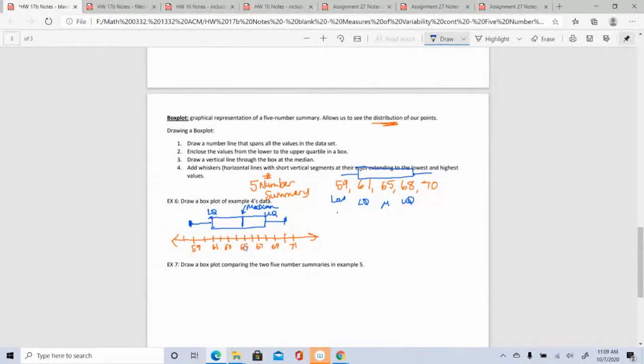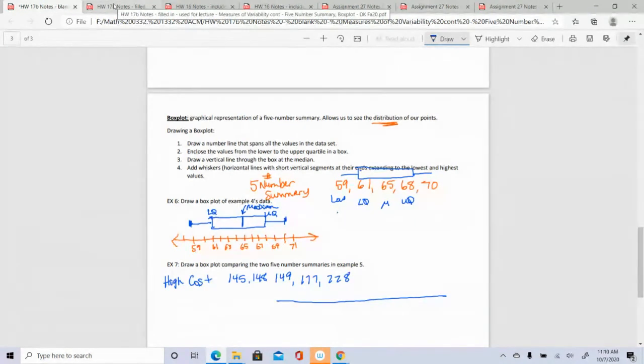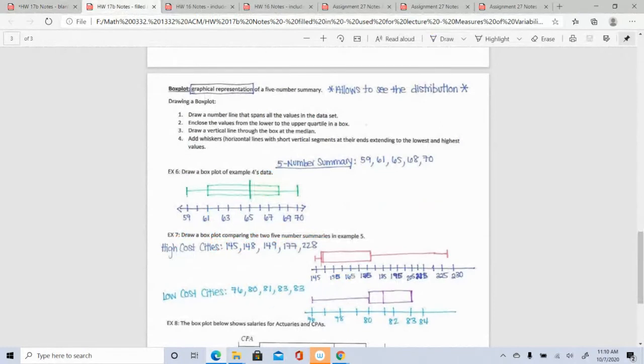Okay, so we can have two, you're going to have to draw two box plots because the numbers are skewed. So let's just do the high cost cities, because that's the ones we kind of looked at. And the numbers were 145, 148, 149, 177, and 228. So we will draw a line here and put our numbers in. I'm going to flip over to the other one just to save us a little bit of time.